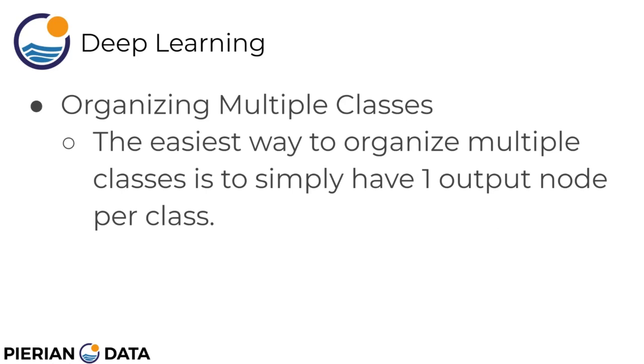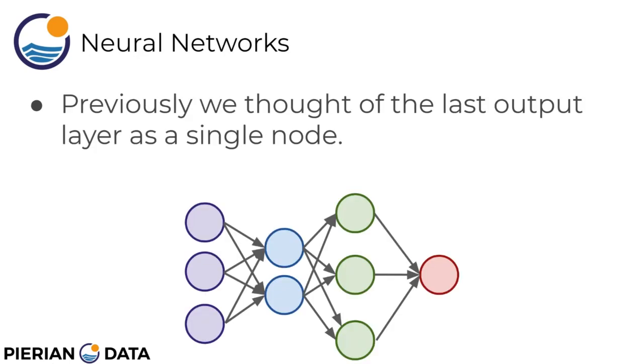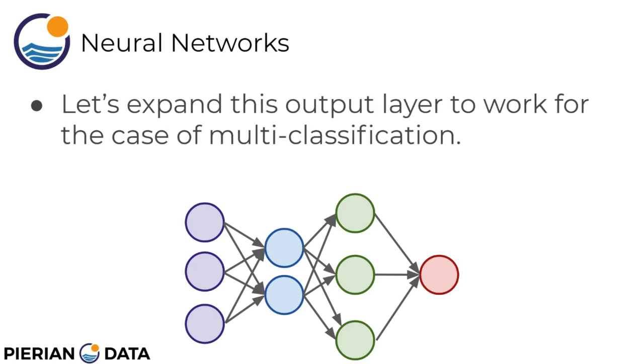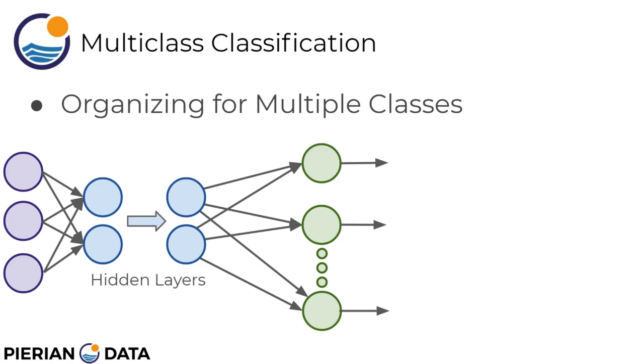So what we want to do is first figure out how to organize data that contains multiple classes. The easiest way to organize multiple classes is to simply have one output node per class. Previously, if we look back at the neural network we were drawing, we thought of that last output layer as a single node. That single node could output a continuous regression value, or a binary classification, 0 or 1, or some value between 0 and 1. However, let's now expand this output layer to work for multi-classification. We have our input layer at the very beginning, then some hidden layers, and then a final output layer, where the final output layer is essentially a neuron per class. There's one neuron for class 1, another neuron for class 2, all the way to n classes.